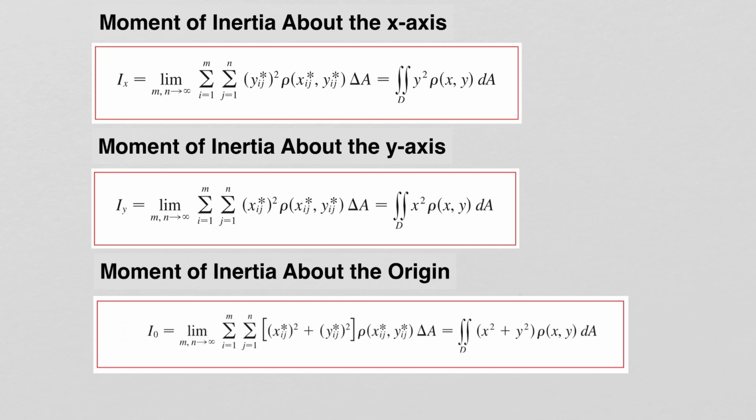We can also use double integrals to find the moment of inertia about the x-axis, the moment of inertia about the y-axis, and the moment of inertia about the origin. One thing to point out, if you look at these formulas, is the moment of inertia about the origin right here is basically equal to the moment of inertia about the x-axis plus the moment of inertia about the y-axis.